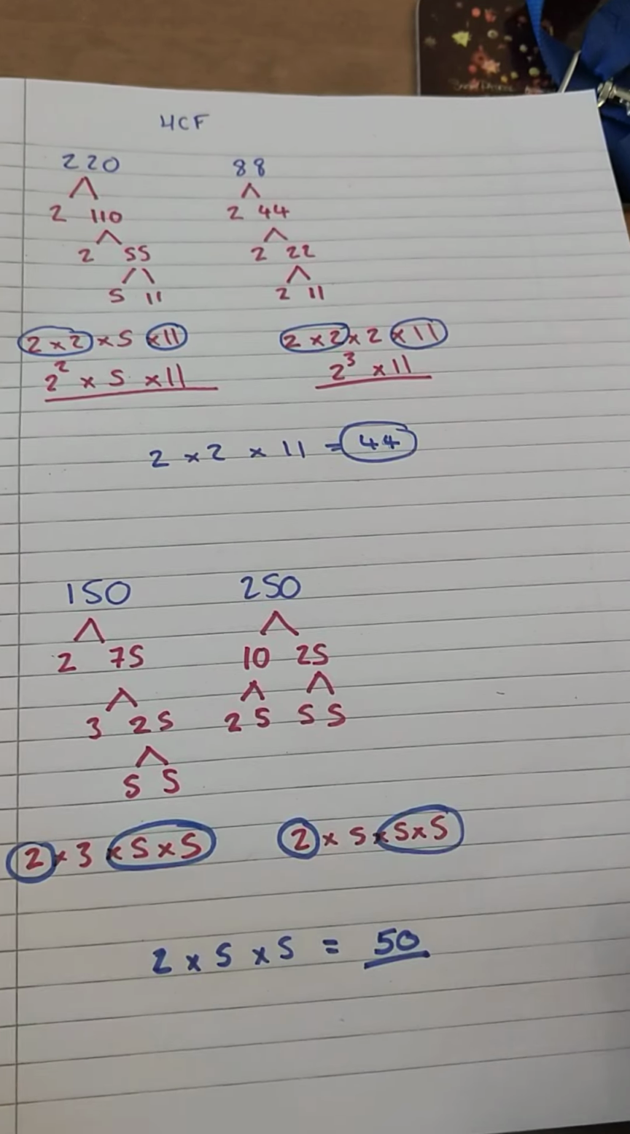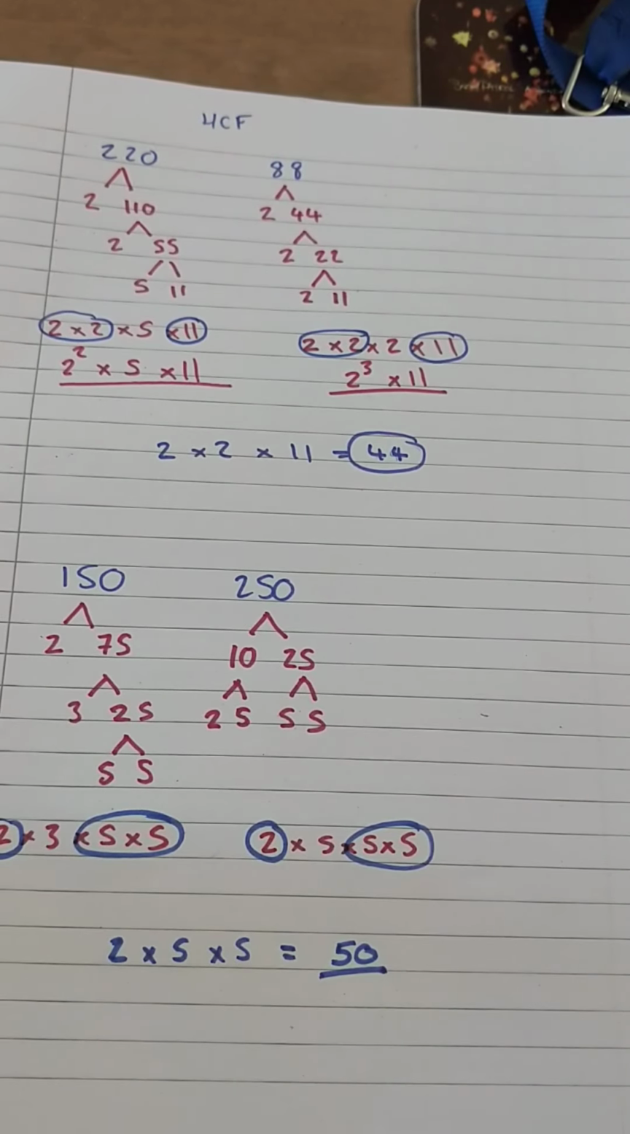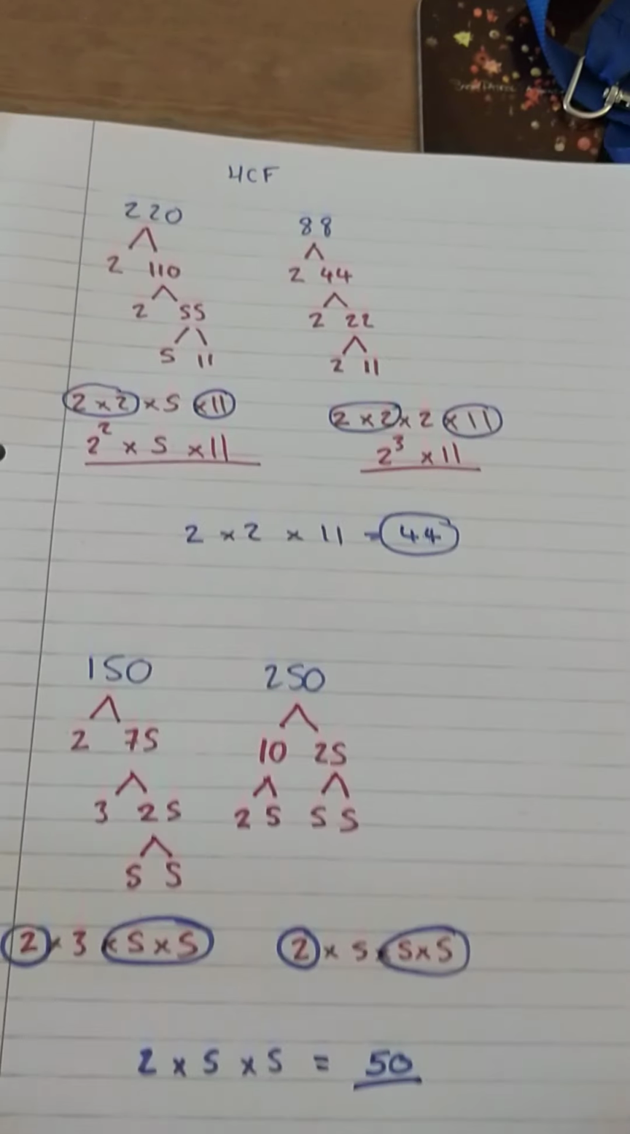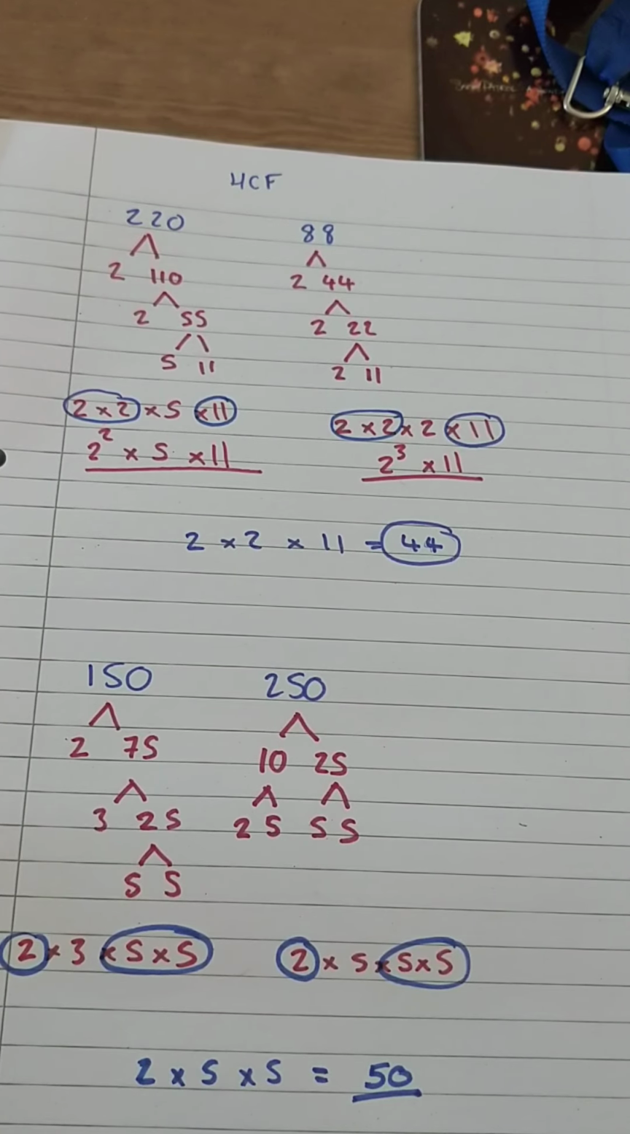So if you do every question just like that, then absolutely perfect. That is exactly how you need to do it. And it'll also help you later on when you come to the lowest common multiple, because it gets done in a very, very similar way.